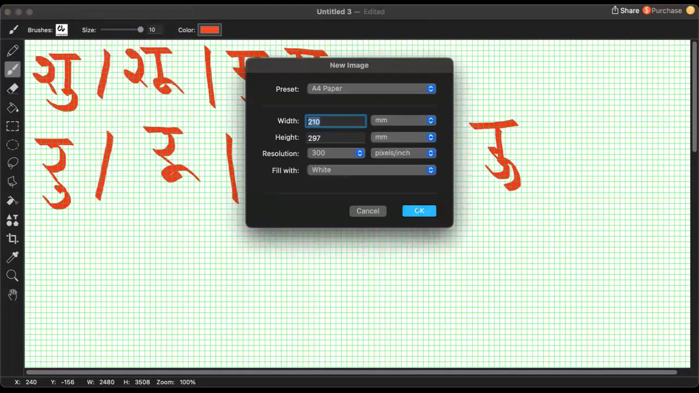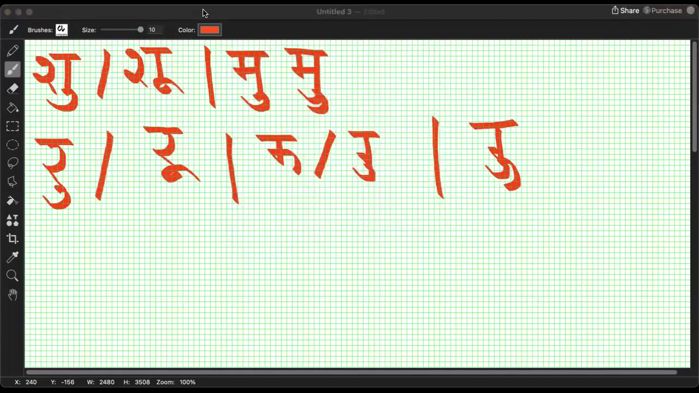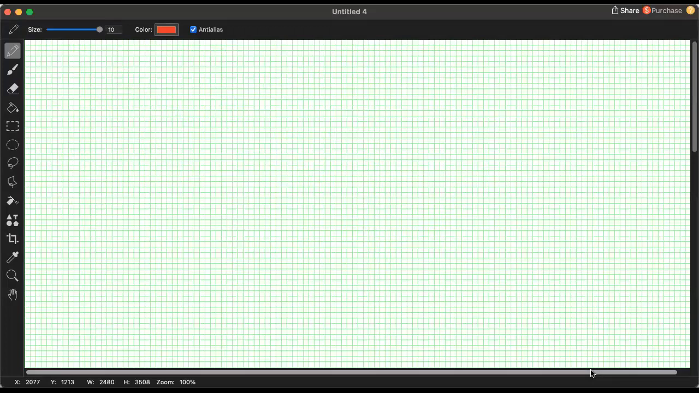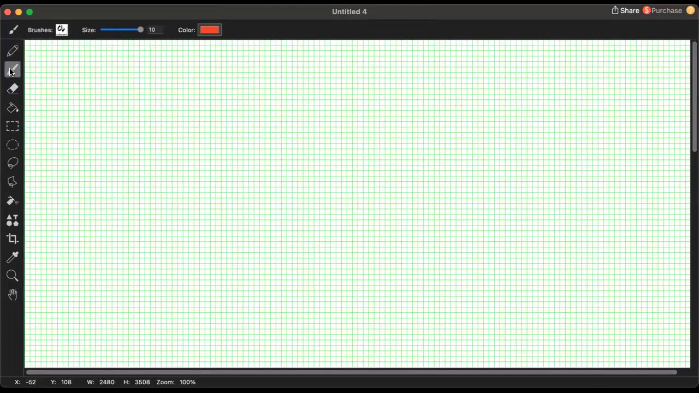Now we'll go with conjuncts today. So how do we write conjuncts in Sharda? When you're forming words, you will come across conjuncts, right? So how do we write that?